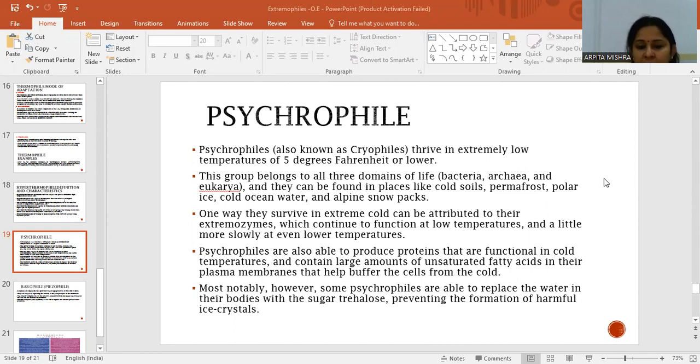These psychrophiles are also able to produce proteins that are functional in cold temperature and contain a large amount of unsaturated fatty acids in their plasma membrane that help buffer the cells from the cold.